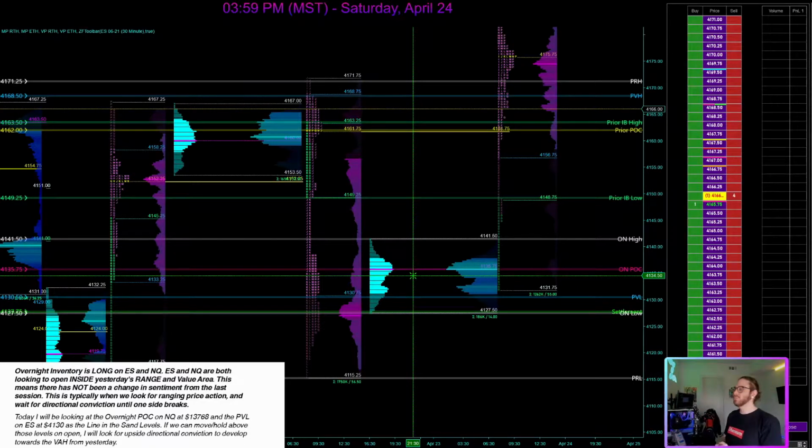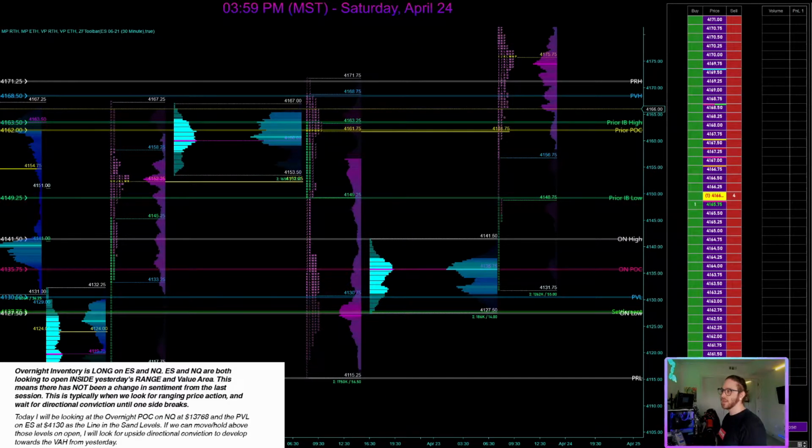Even though we have high probability plays or high probability setups or strategies based on the profile information, there's always a possibility that the lower probability play happens, and we have to be prepared for that. And furthermore, we have to be ready to make money on both sides, even if we've got to take the lower probability play that shows itself at the beginning of the day. Let me reiterate real quick, just to say that this meant that there has not been a change in sentiment from the last session, and this is typically when we look for ranging price action and wait for directional conviction to develop until one side breaks.